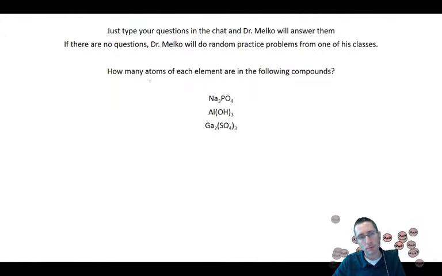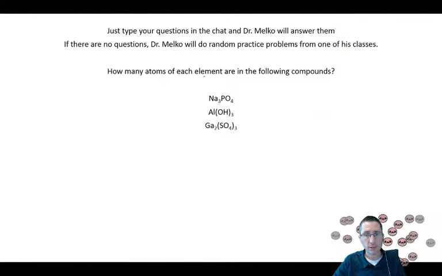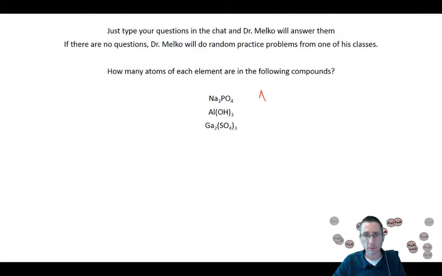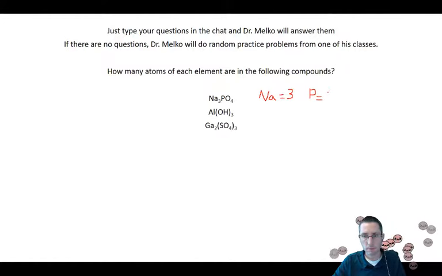Let's move on to a quicker problem. How many atoms of each element are in the following compounds? This is, again, another way to test whether we remember element names. The first one here, Na, is sodium. There's 3 atoms of sodium there. P is phosphorus. 1 atom of phosphorus in this formula. The 1 is implied here; we don't really write it. And oxygen, O, there's 4 atoms here.